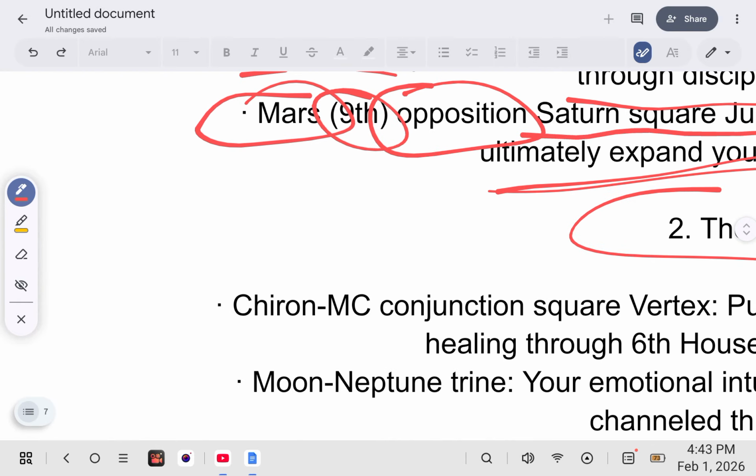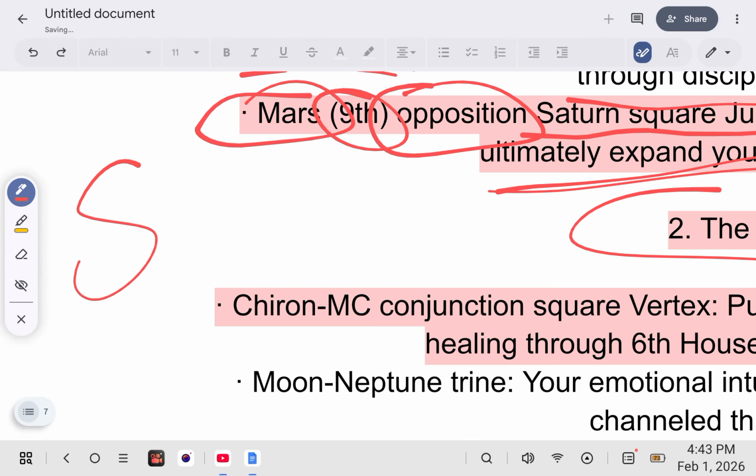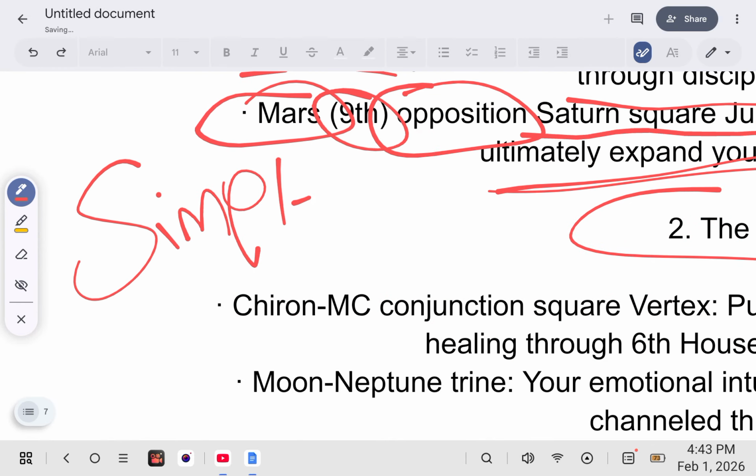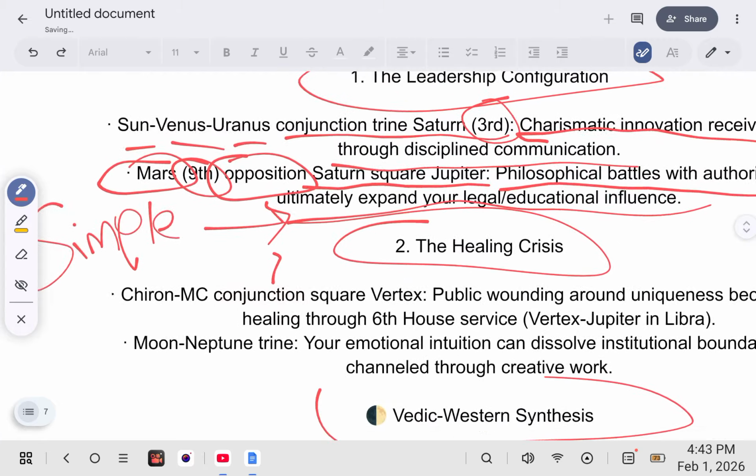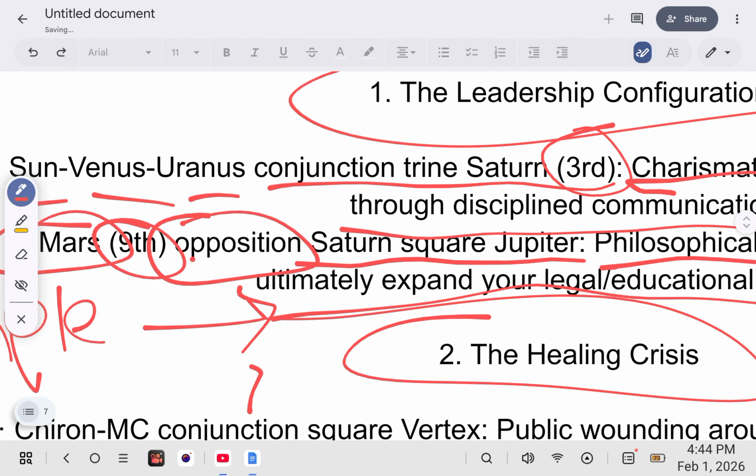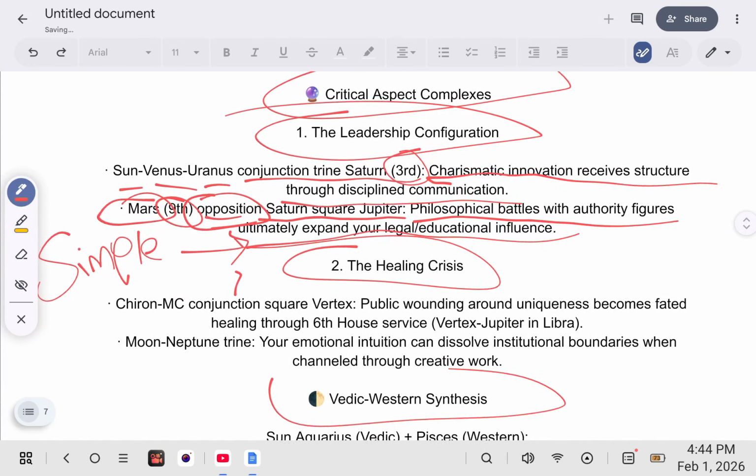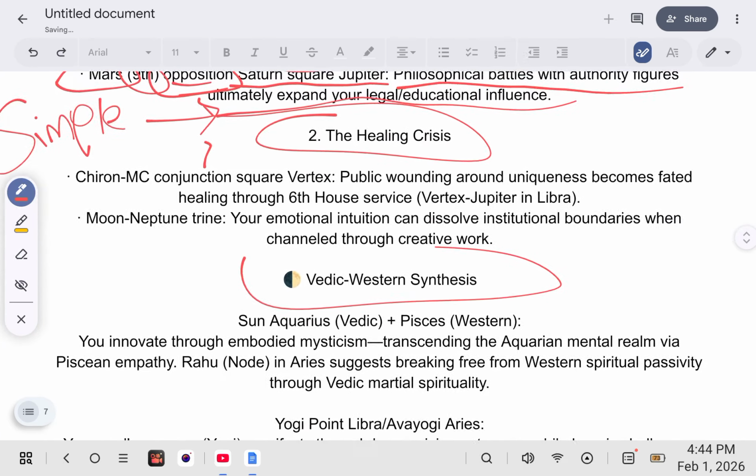So even if you don't understand what any of this means, I'm simplifying it for you. And you can easily look up these words as well, which I've gone over in my other videos.